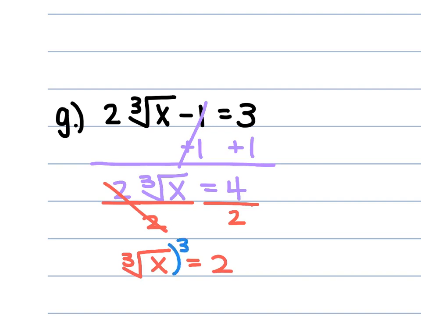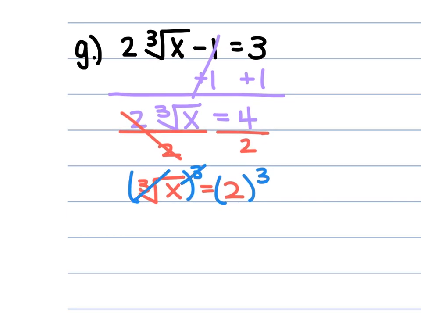We're going to take each side and raise it to the power of 3. It's going to get rid of our radical and our power on the left side to be left with x, and 2 cubed is 8. So x is equal to 8. The cube root of 8 is 2. 2 times 2 is 4. 4 minus 1 is 3. So our answer is correct.